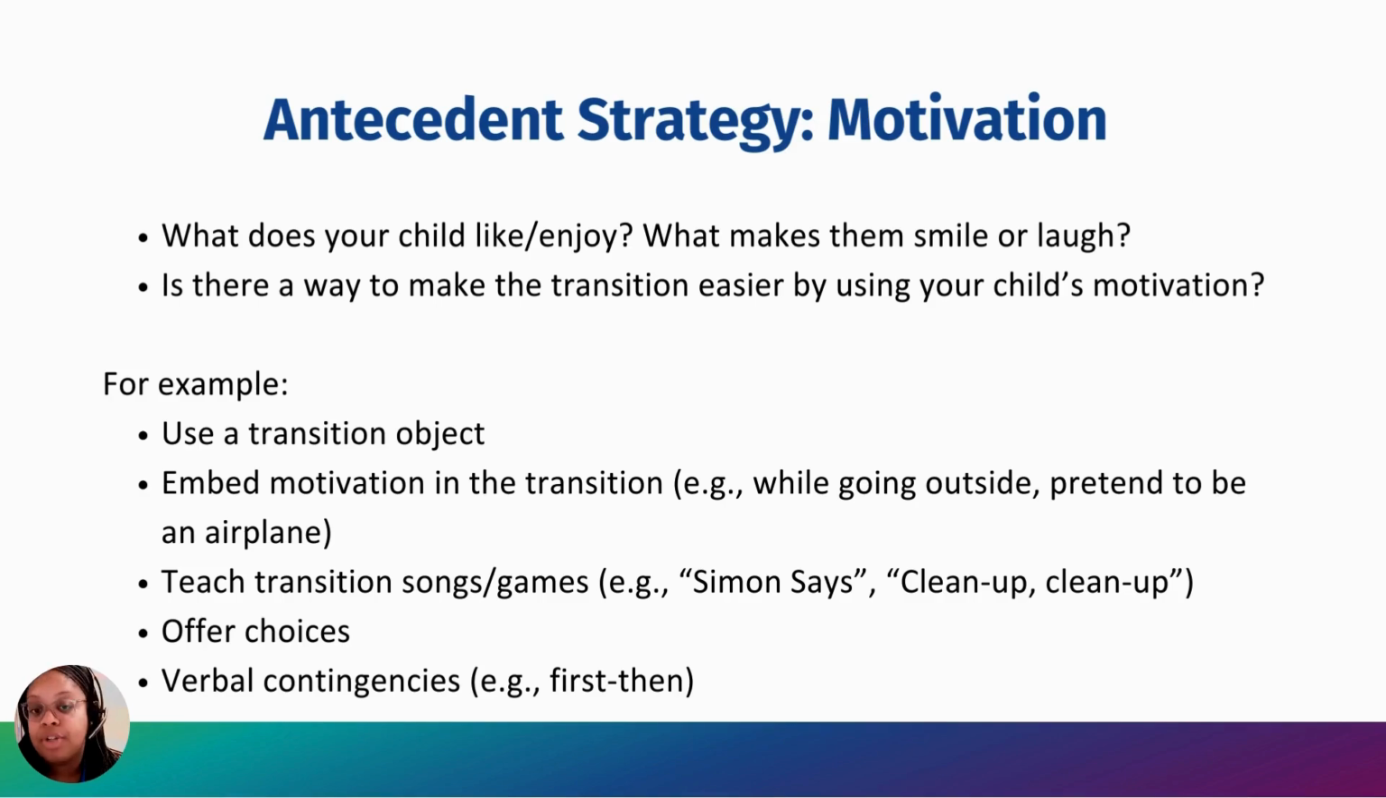When possible, offer choices. We call these forced choices because the child has to complete the transition, but we can offer a choice within. For example, we are going to the car. Do you want to hop like a bunny or slither like a snake? Finally, verbal contingencies, such as first then, we put the hard thing first, followed by the motivator. This has also been called Grandma's Rule. First eat your peas, then you can play outside. In this example, first go to the car, then you can have a favorite treat.